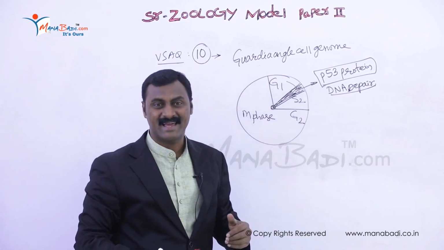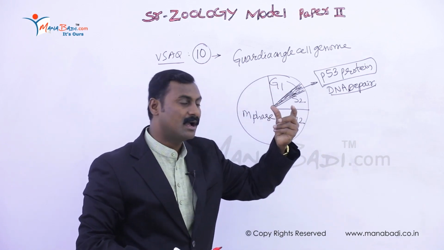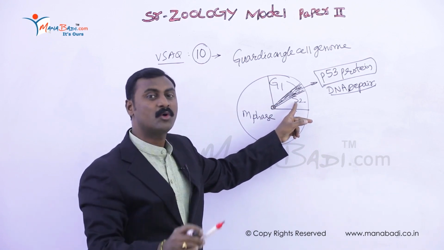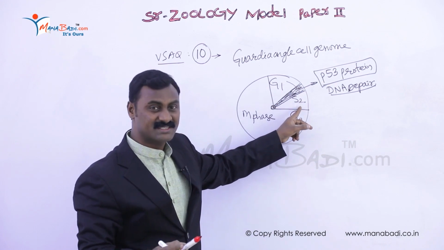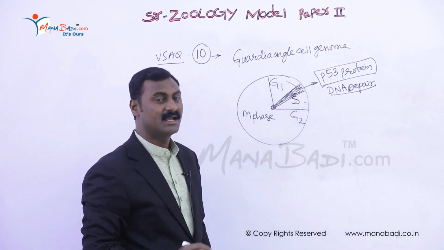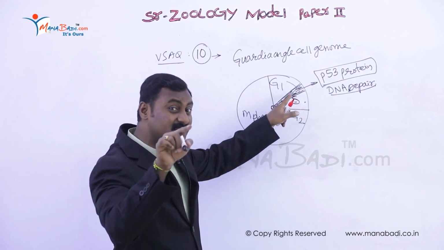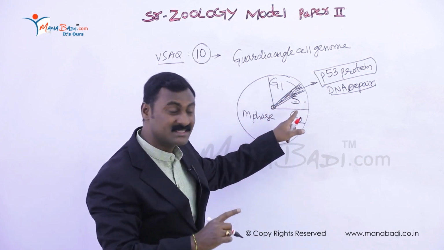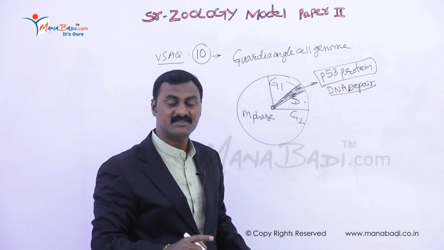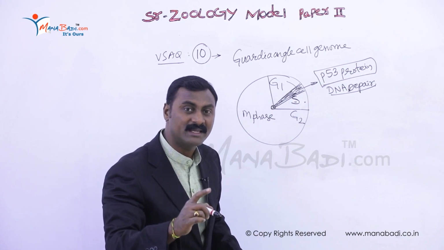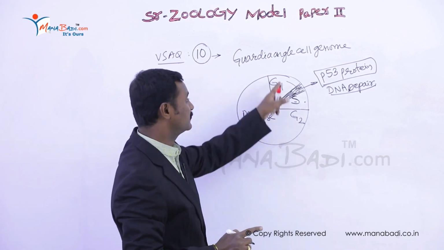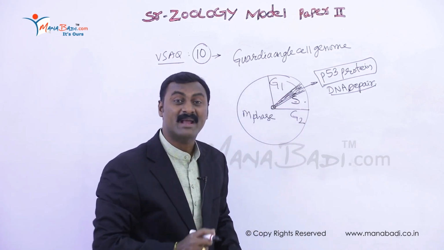If DNA is not corrected, automatically what happens in the S stage? The same DNA with mistakes is going to get another copy. That's why the S stage is very important for the replication of DNA, and DNA is checked once before entering the S phase by P53 protein. So that's why it is called the guardian angel of our body. It prevents cancer, especially by controlling the cell division mechanism.